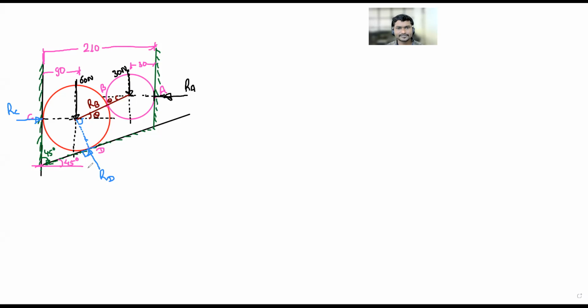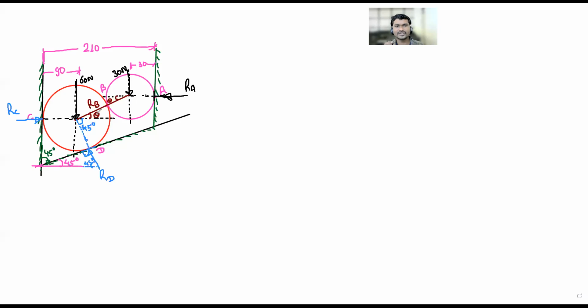But how come? 90 plus 45. So we have to close the lower triangle here. So this angle with respect to horizontal is nothing but this angle. Here this is 45, this is 90. So this will be 45 degrees. So this angle becomes 45 degrees.